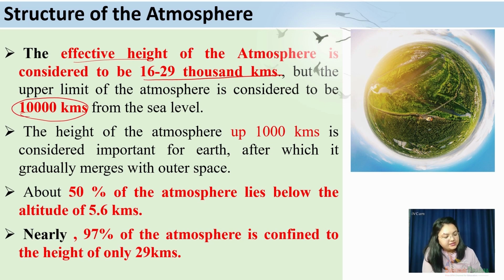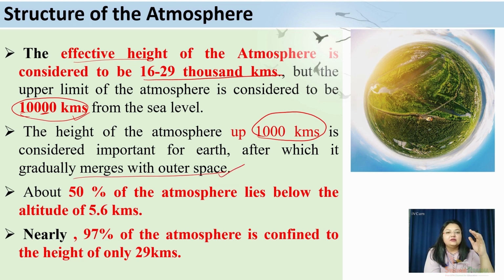10,000 kilometers from the sea level is considered significant for life forms on Earth. Within this 10,000 kilometers, also the height up to 1,000 kilometers is considered very, very important for supporting life on Earth. And after this 10,000 kilometers, the region is generally called exosphere or outer atmosphere. After this 10,000 kilometers, our atmosphere gradually merges with the outer space. So, in terms of height, although the height of atmosphere is 16 to 29,000 kilometers, the lowermost atmosphere is considered very, very important for life on Earth.